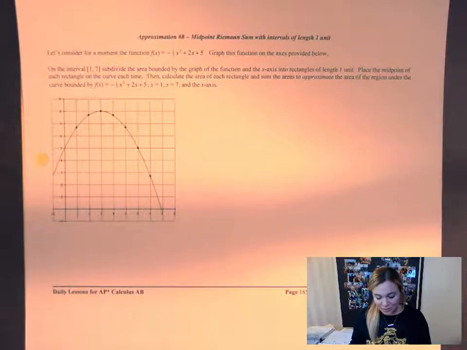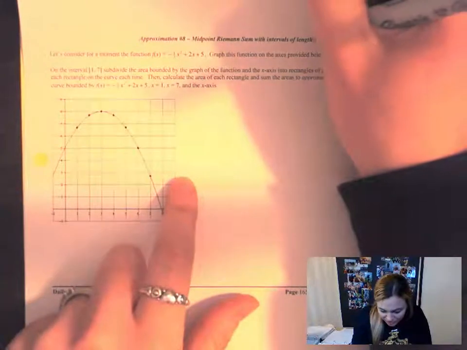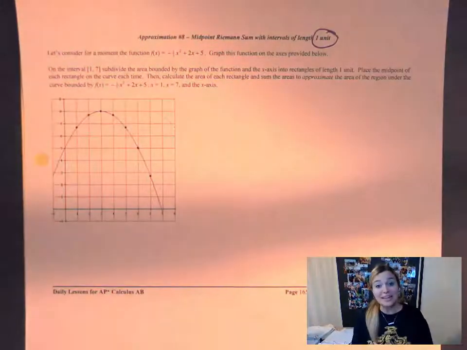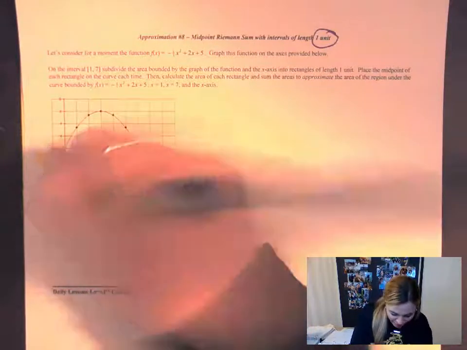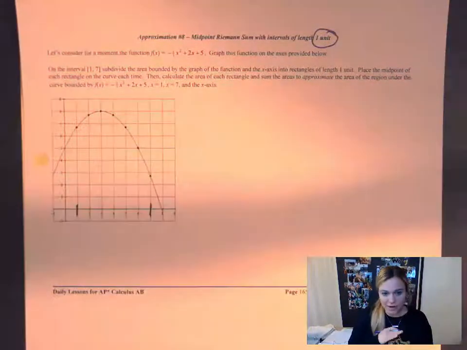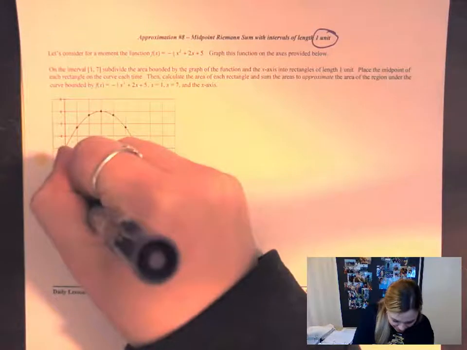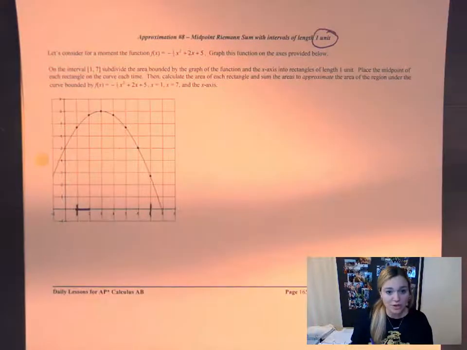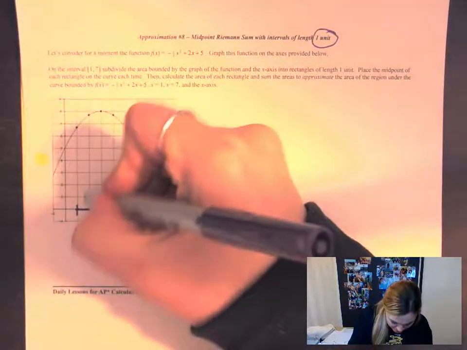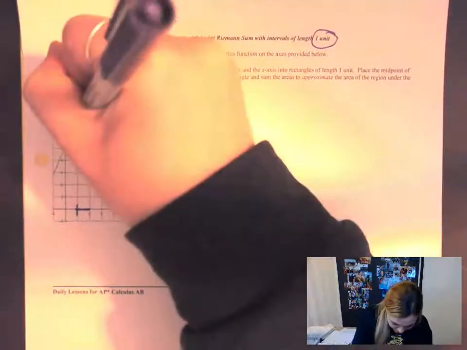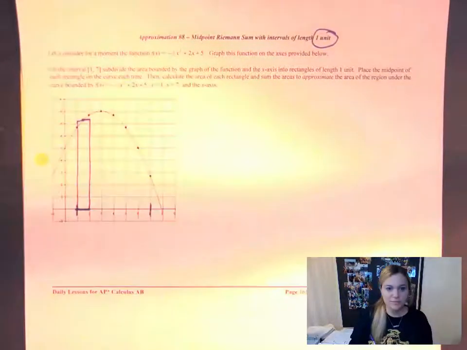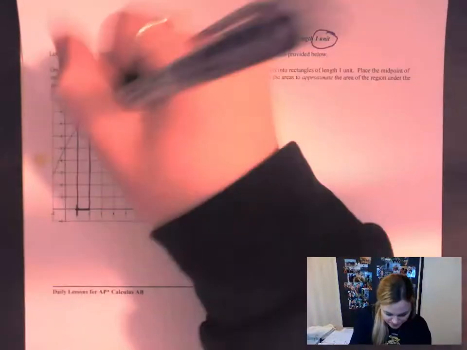This is on 165, and it's saying a midpoint Riemann sum with a length of 1 unit. So I get more rectangles. Same idea. I'm still going from 1 to 7. It's kind of nice to write that off first. If I do a midpoint Riemann sum, but it's only 1 unit, my midpoint would be up here. So draw on all the rest.